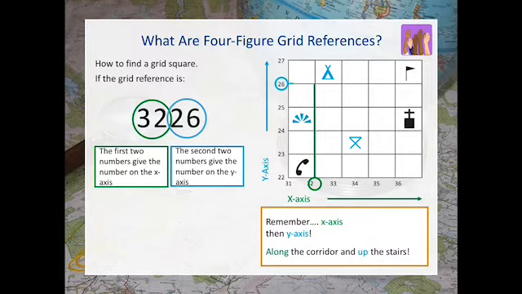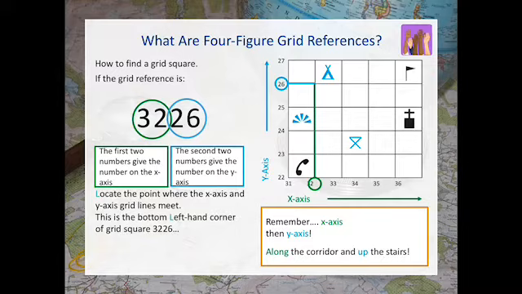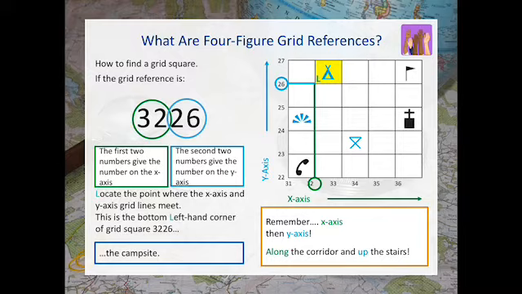Along the corridor and up the stairs. So let's locate the point where the x-axis and the y-axis grid lines meet for 32 and 26. Can you find it? It's at the bottom left-hand corner of the grid square 3226. What do you find over there? It's a campsite.